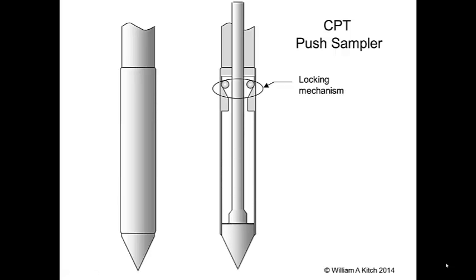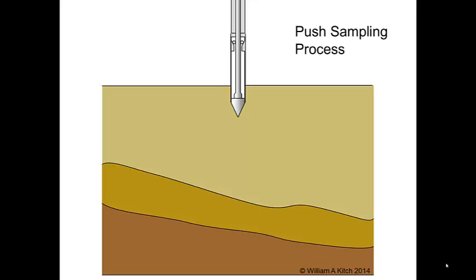By using the locking mechanism to lock or release the inner and outer parts of the sampler, it is possible to retrieve samples, as I'll show you next. I'll use this cutaway illustration to show how the push sampler retrieves samples.